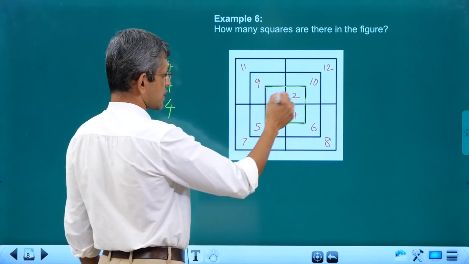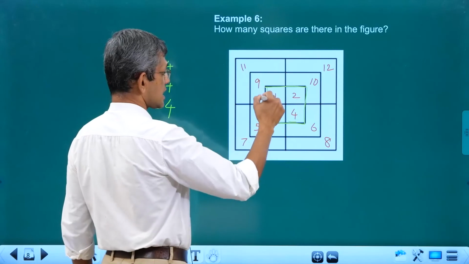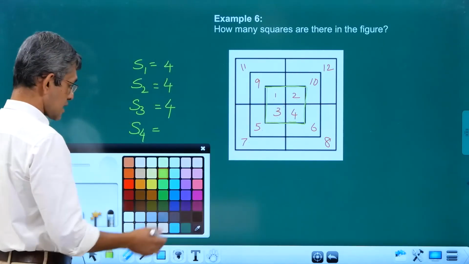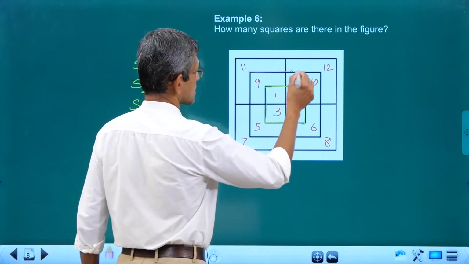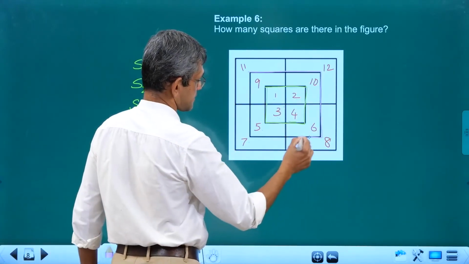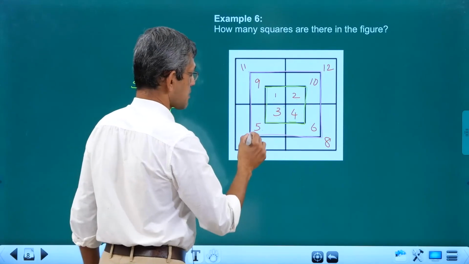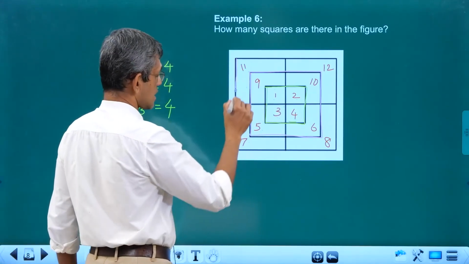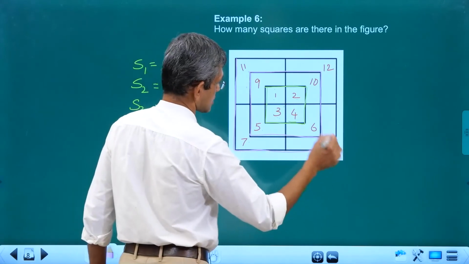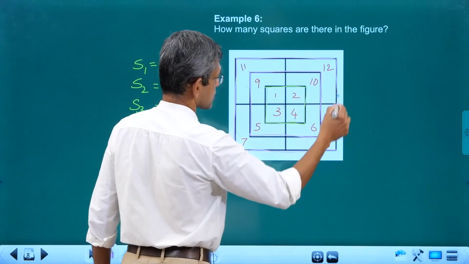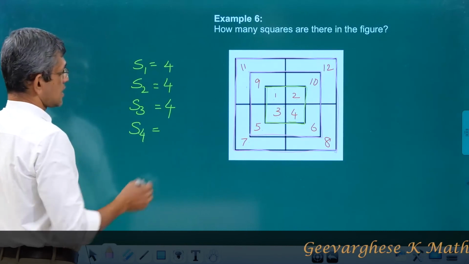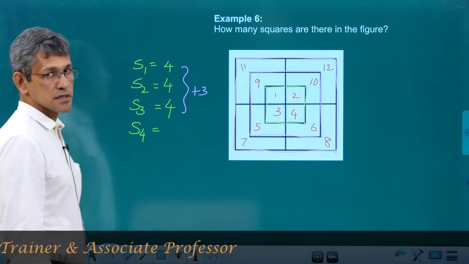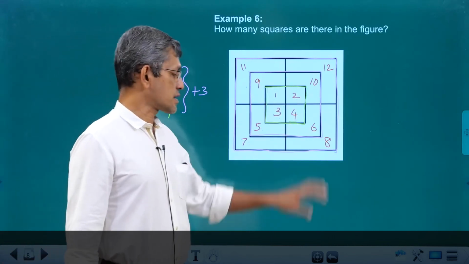8 pieces, that means 1, 2, 3, 4 and 9, 10, 5 and 6. I'll just draw it. This one, this is another square we have. Apart from these squares, we have the largest square as well. So how many are there? Total 3 more squares. So here we have 12 plus 3, total 15. So 15 squares are there.